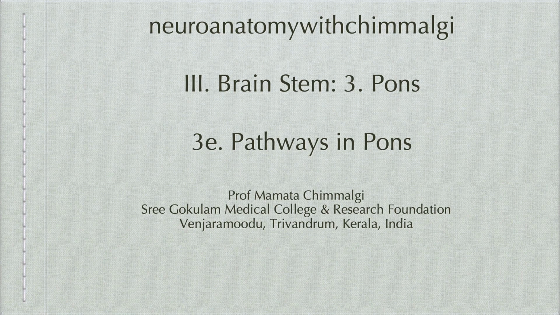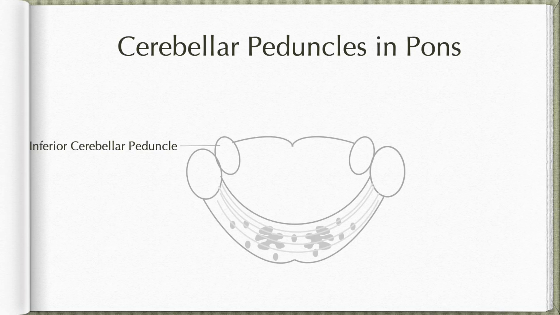In this video, let us study some of the pathways in the Pons. Pons is associated with all the three cerebellar peduncles. The middle cerebellar peduncles begin from here, whereas the superior and inferior cerebellar peduncles descend from the midbrain or medulla to reach the cerebellum, so they will be associated with the Pons.